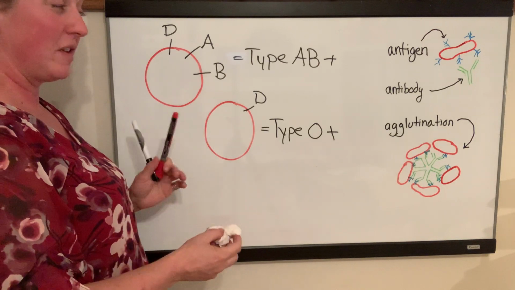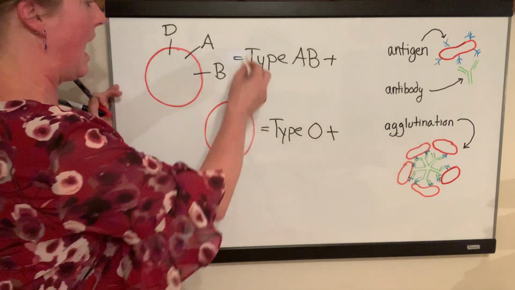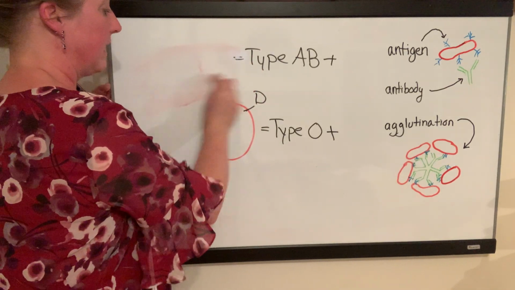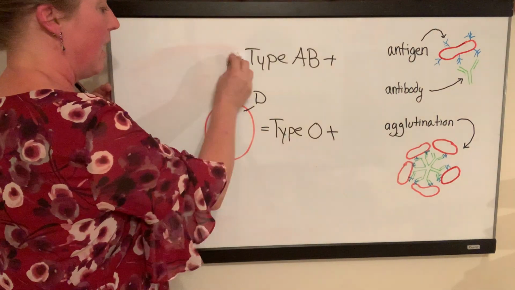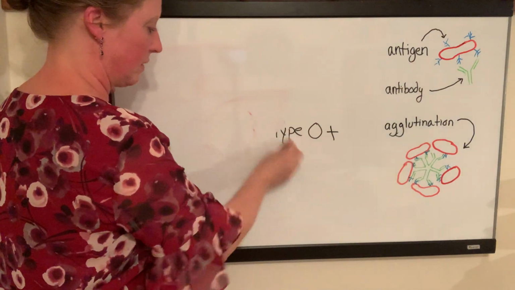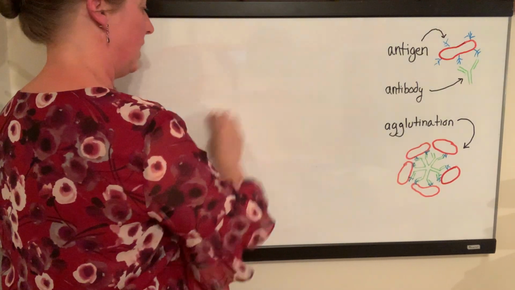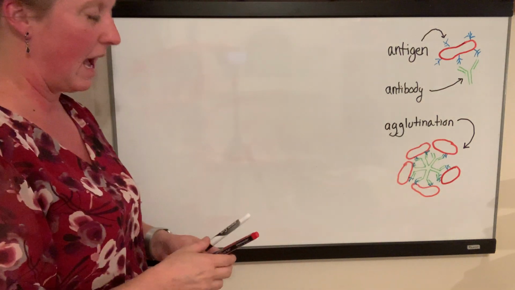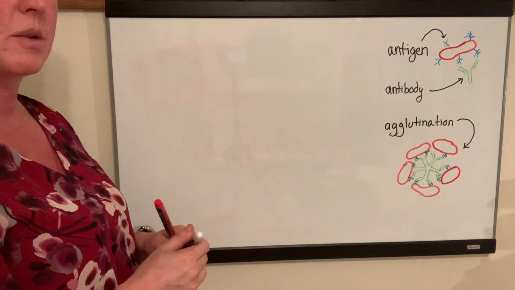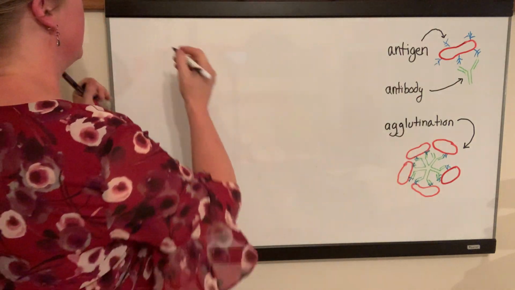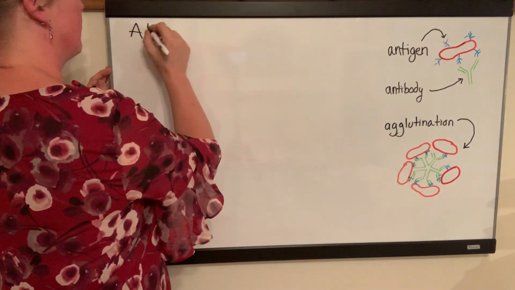Now, how do we figure out which blood type you have? For that, we have to use antibodies. And for now, we're just going to consider that these antibodies are something that you can purchase from a supply company. But I will talk shortly about how they are made in our bodies and when they are made in our bodies.